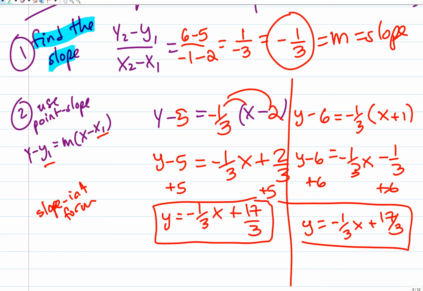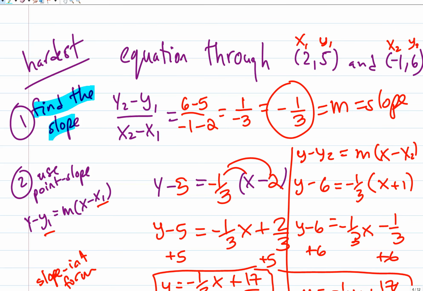Where did I get that 6? This was the second point. This was the y2, just like this was the x2. So I basically did y minus y2 is equal to m times x minus x2. Does that help? So that 6 and 1 basically came from up here, the 6 and the 1 on the second point. Does that help?